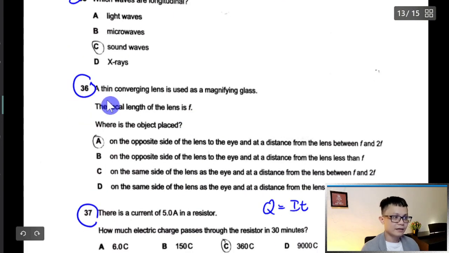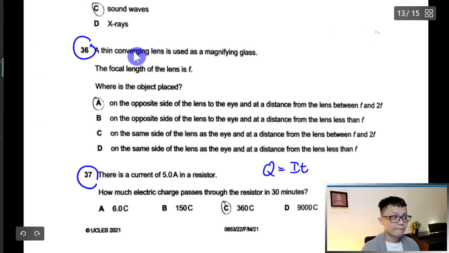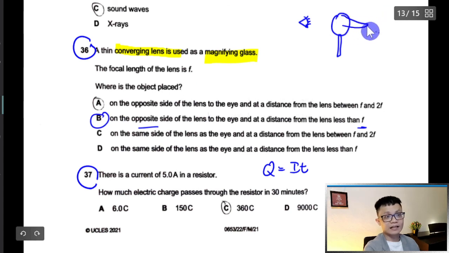Okay, 38. A thin convergent lens is used as a magnifying glass. The focal length is f. Where is the object placed? When you're talking about a magnifying glass, your eye is at the opposite side. Let's say this is the magnifying glass. The object must be placed at F, because the magnifying glass will focus the light. So here will be F.